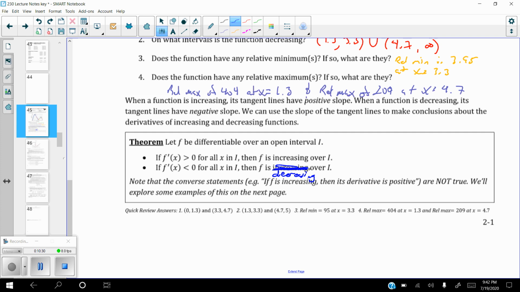So go ahead and fix that. A big time note here. Note that the statement, if f is increasing, then the derivative is positive, is not always true. We'll actually explore some of those examples in the next page. Okay, so let's go ahead and go to the next page.